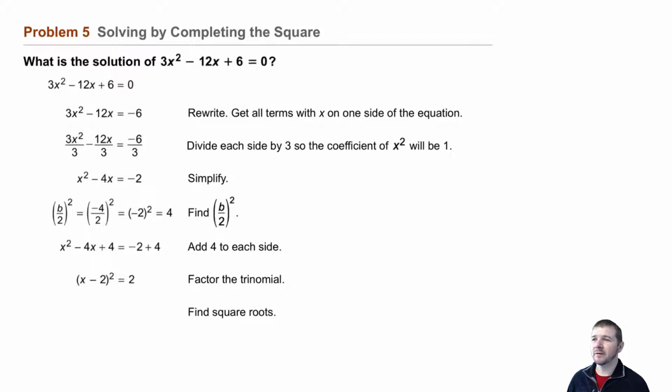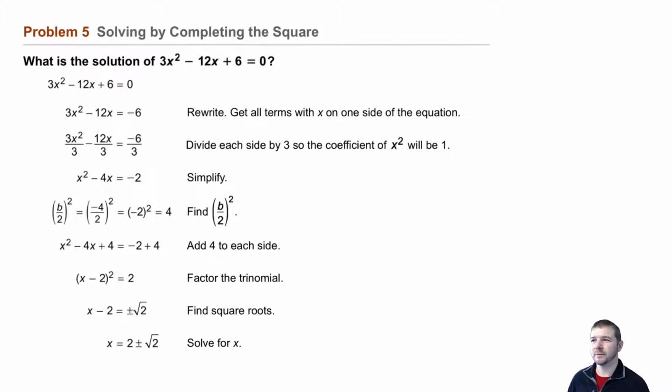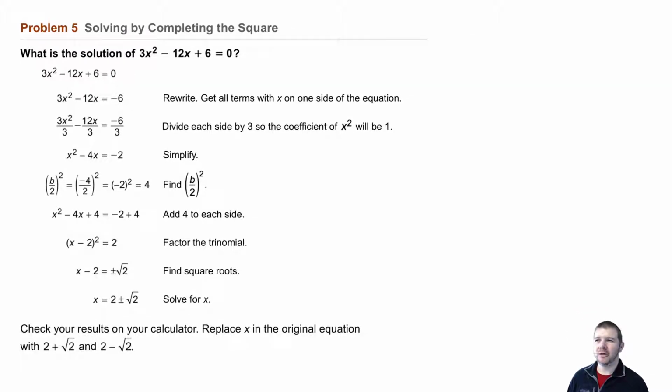Now we'll take the square root of each side. x minus 2 equals plus or minus the square root of 2, and add 2 to each side to isolate x. x equals 2 plus or minus the square root of 2. Check your results on your calculator. Replace x in the original equation with 2 plus the square root of 2 and with 2 minus the square root of 2. It checks out.